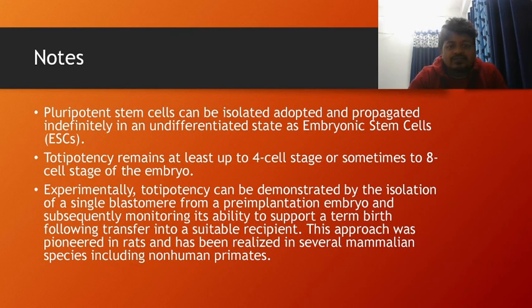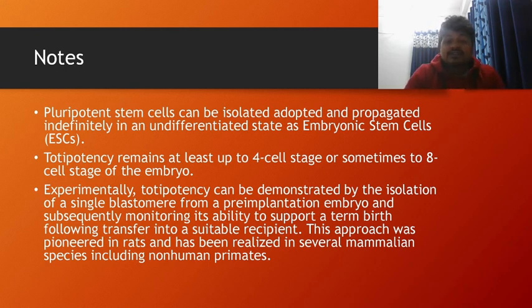One is that the pluripotent stem cell can be isolated, adopted, and propagated indefinitely in an undifferentiated state as embryonic stem cell. This embryonic stem cell, we can collect from the embryo. We can collect cells from the embryo, and these are stem cells. As you know, in the early stage, these cells have enormous potential to differentiate into all the lineages that a body possesses. So you can use this embryonic stem cell as a pluripotent stem cell. You can culture them. This is very important in research related to the stem cell.